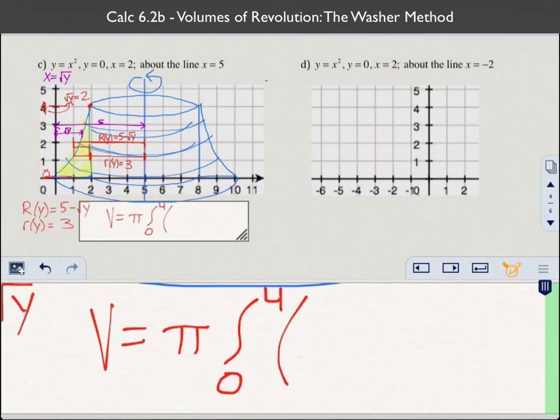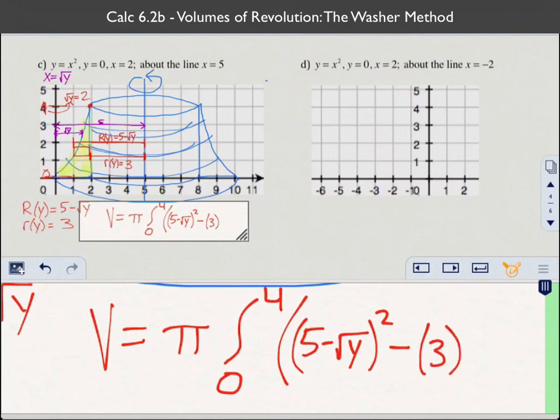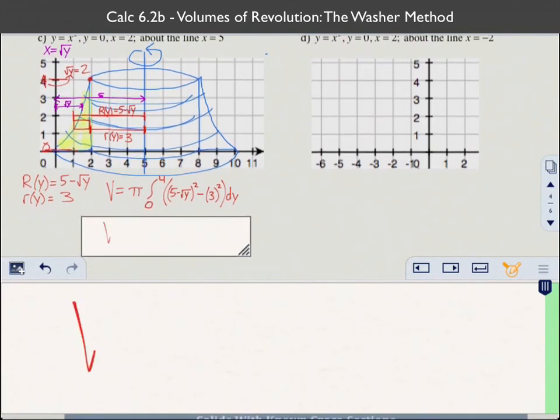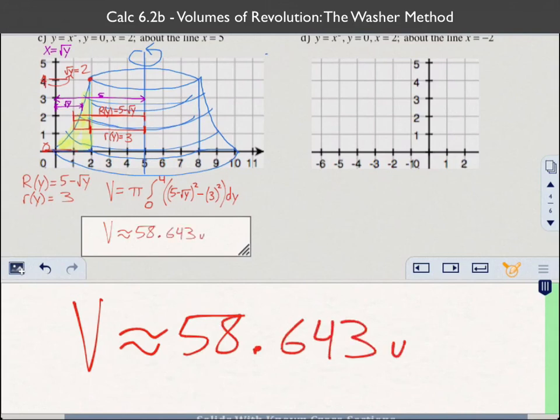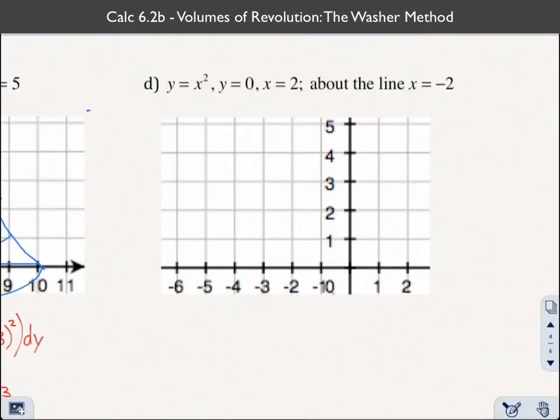of capital R of y, which is 5 minus square root of y, squared, minus lowercase r of y, which is 3 squared, with respect to y. And using our calculator, we get an approximation of 58.643 cubic units. I want you to go ahead and try letter D on your own.